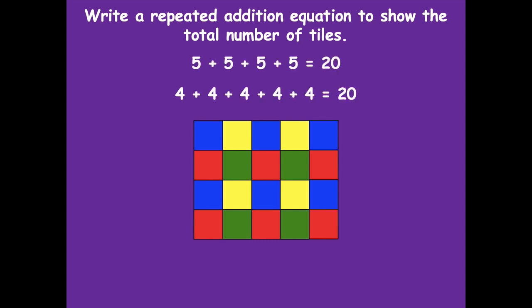All right, so friends, we could have written it 2 different ways. For this way, we would write 5 plus 5 plus 5 plus 5 equals 20. That's talking about the rows because there's 5 in each row. If we were talking about labeling with the columns, there's 4 in each column, so it would be 4 plus 4 plus 4 plus 4 plus 4 equals 20. They're both describing the array, they're just one is describing by rows and one's describing by columns. So either way is correct.